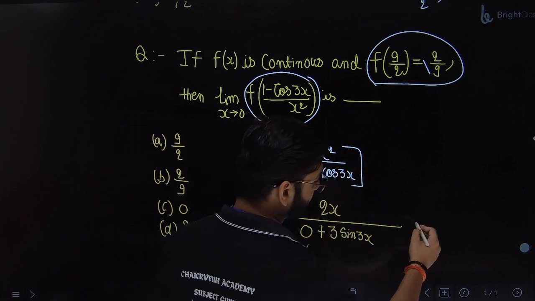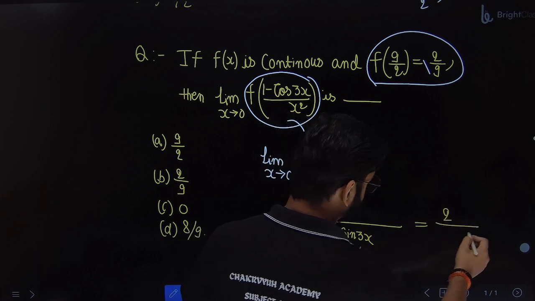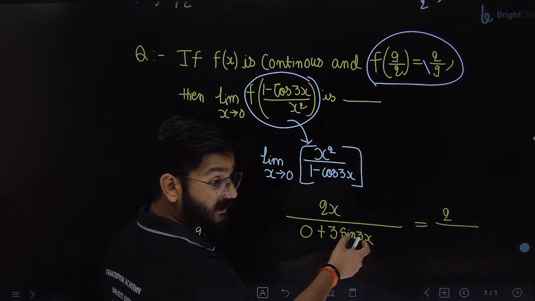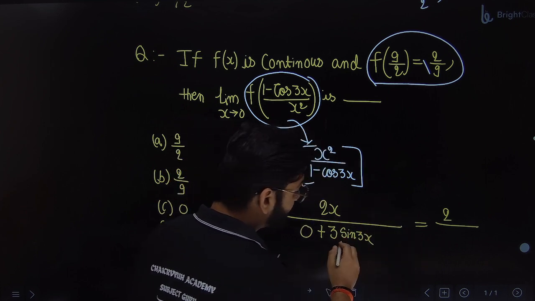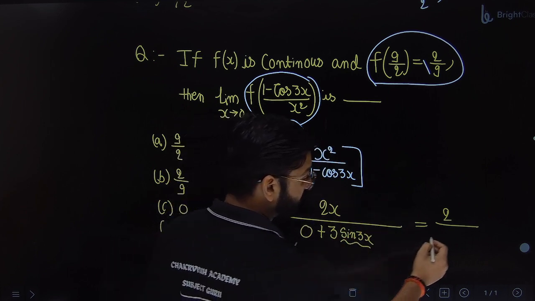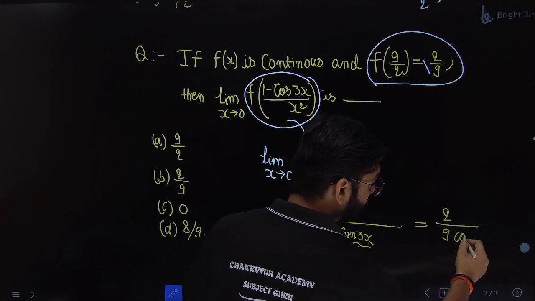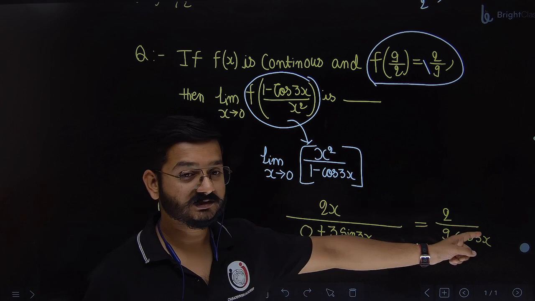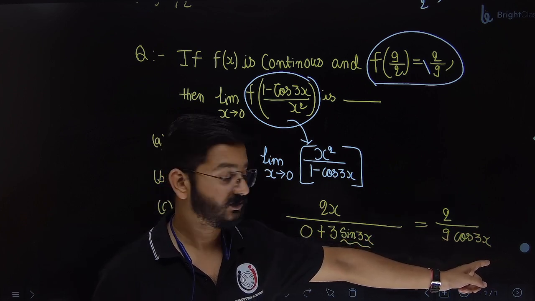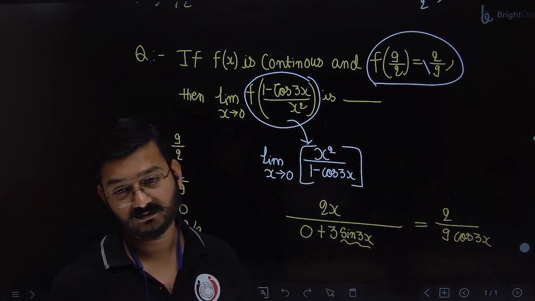So differentiate it again. 2x will be 2. Sine 3x will be 3 times cos 3x. So 3 into 3, 9 times cos 3x. Now put x as 0. What is cos 0? 1. So what is the answer? 2 by 9.